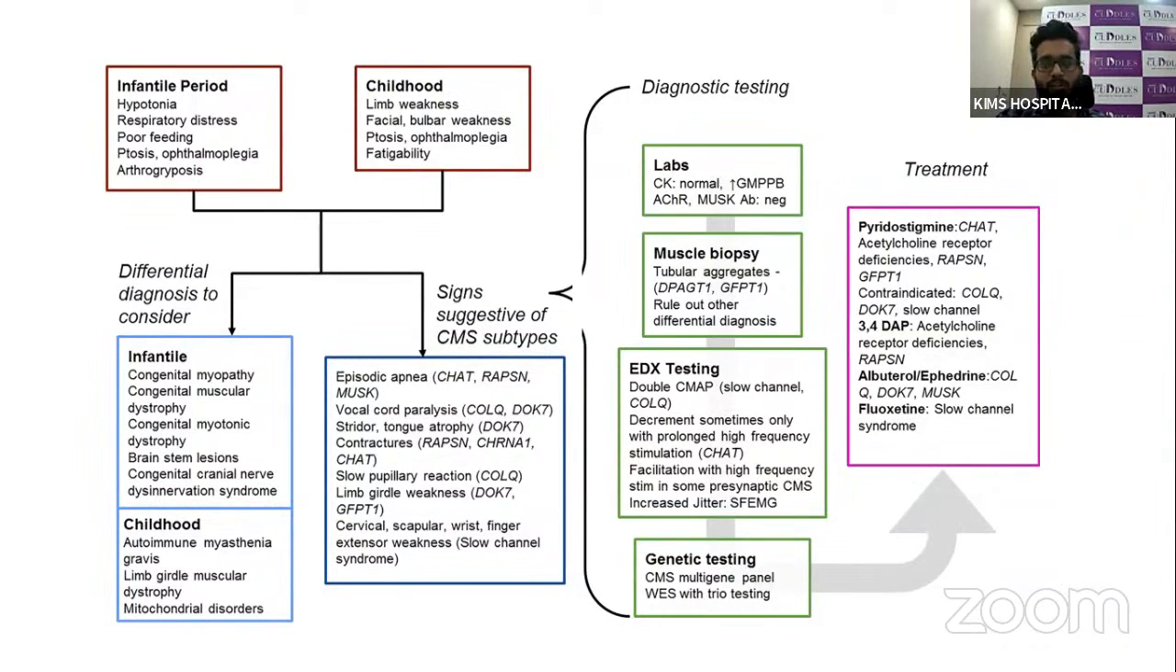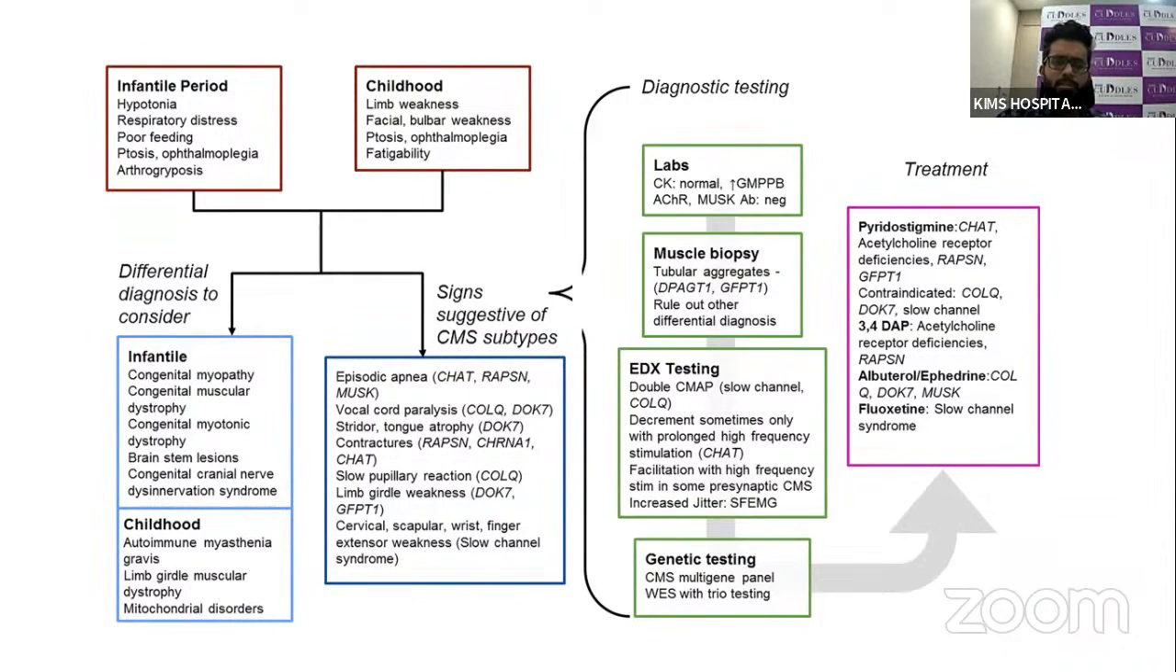So these are the two tests which are done to diagnose CMS. When you see a decremental pattern, that is suggestive of CMS, and a single fiber EMG will also be suggestive that you're probably dealing with CMS. So before going to genetics, I think electrodiagnostic tests need to be done. And we also have a whole panel of genes to be looked at for CMS as well.